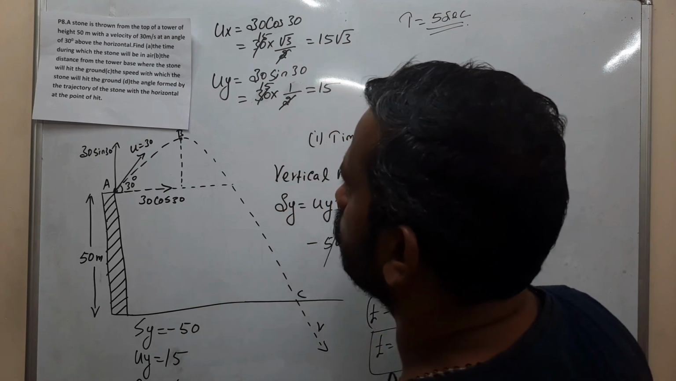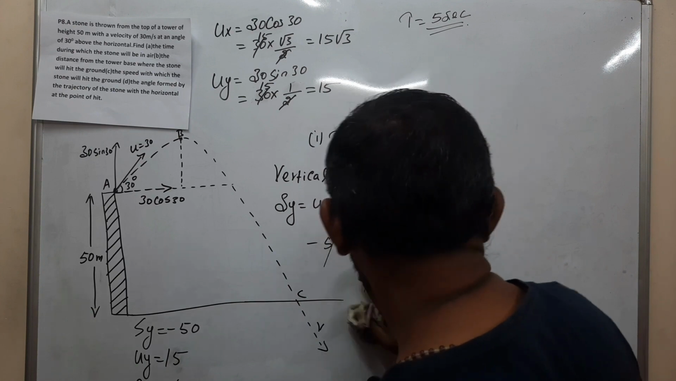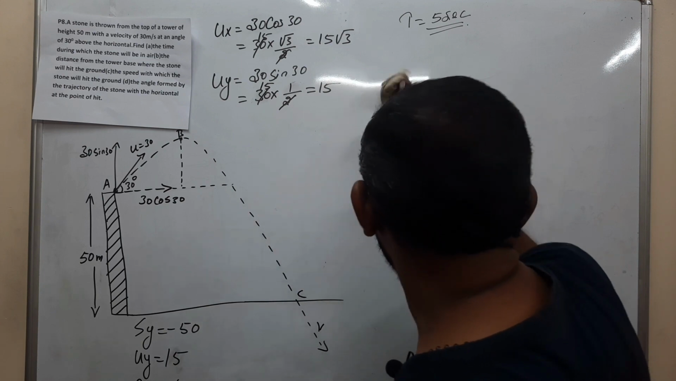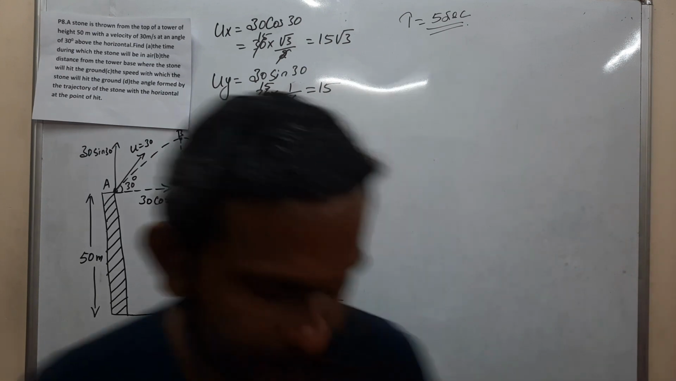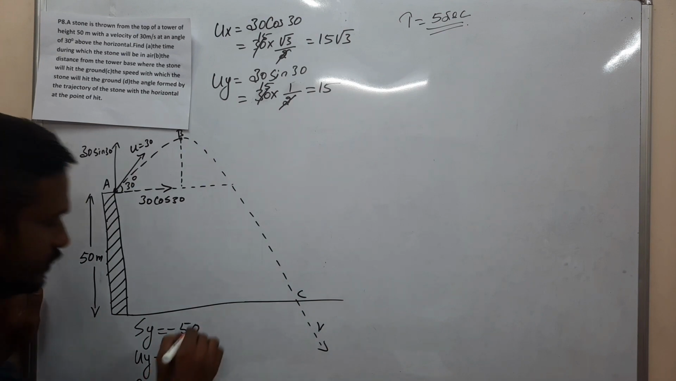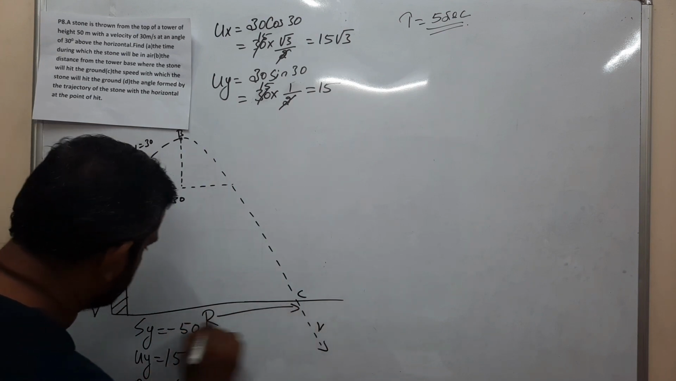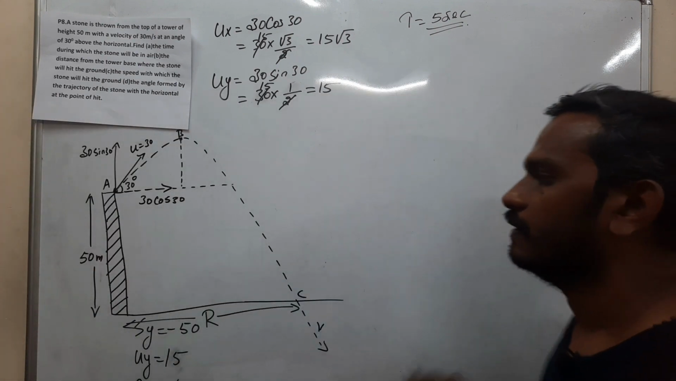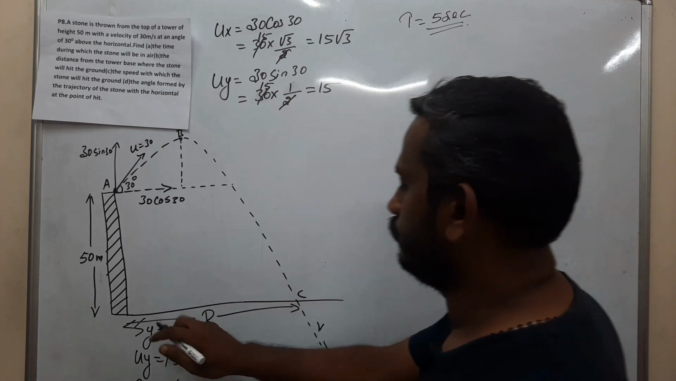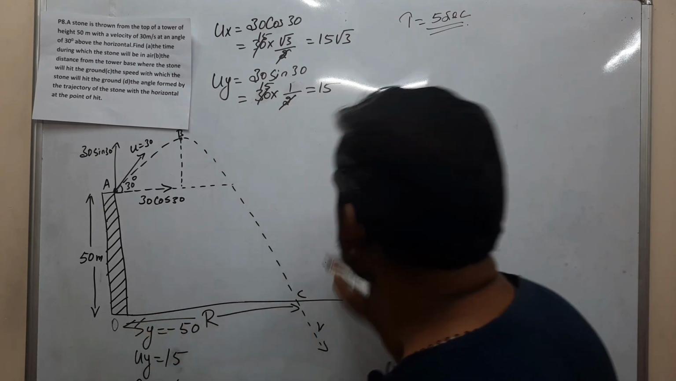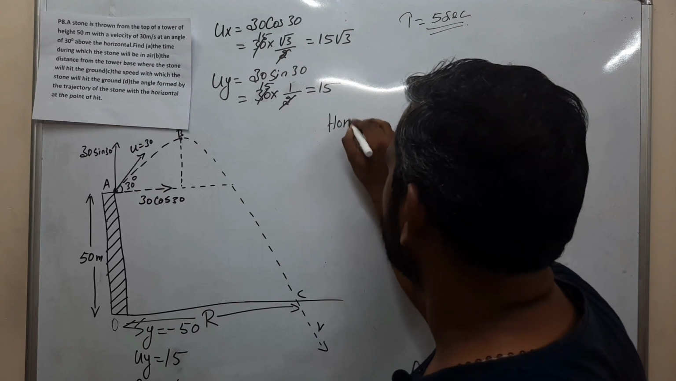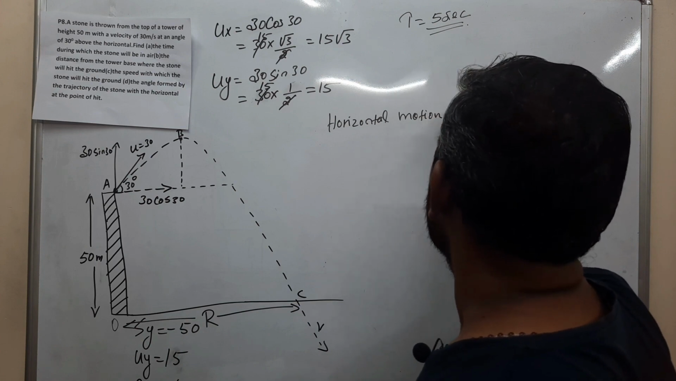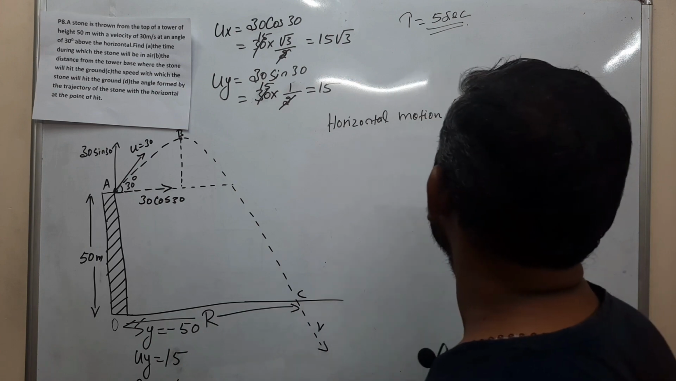The distance from the tower base where the stone will hit the ground. It is nothing but the horizontal range. So this much distance, from the base of the tower to where the stone hits. So I am considering the horizontal motion from O to C.